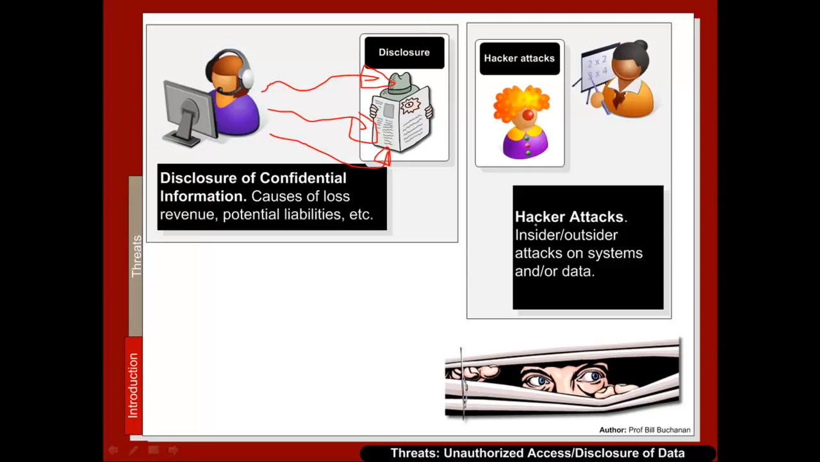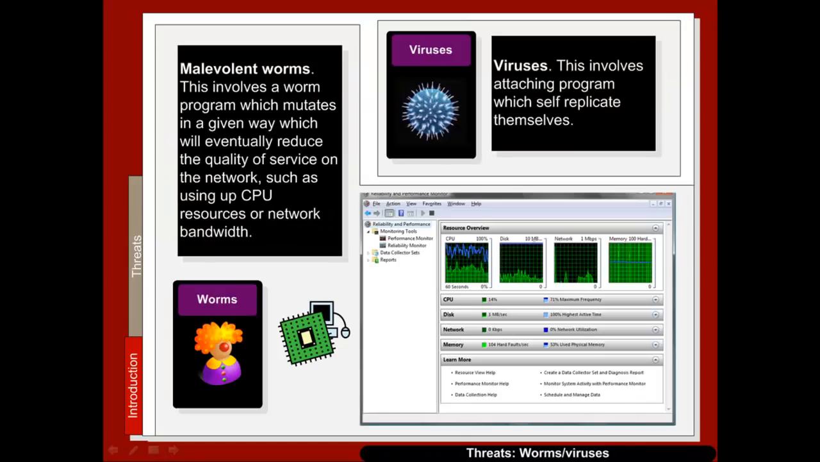We can have hacker attacks, and this is where we can have either an inside or outside attack, where someone tries to attack the whole infrastructure, either the systems or the data. Viruses are an obvious problem, and a virus is typically a program which self-replicates. And we can also have worms, and a worm will try to use up the resources of the system or systems that it's used on. So it might use up CPU, disk, network, memory, and so on, but generally tries to hog the resources.